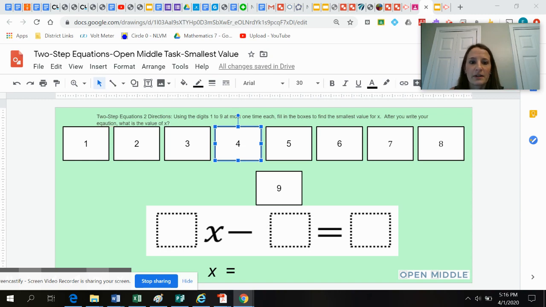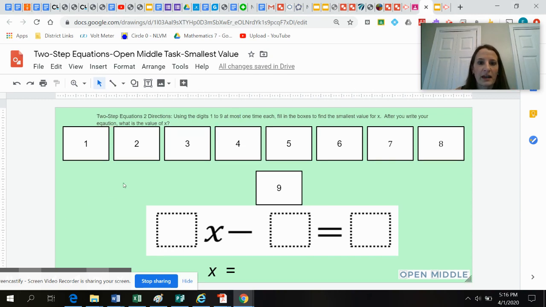I asked you last week to look at this equation and to write an equation that had the highest value of x. And we just looked at an equation that satisfied that where x was equal to 17. However, in this activity, I wanted you to find the smallest value of x. I wanted you to write an equation to find the smallest value of x. And many of you did a fantastic job.